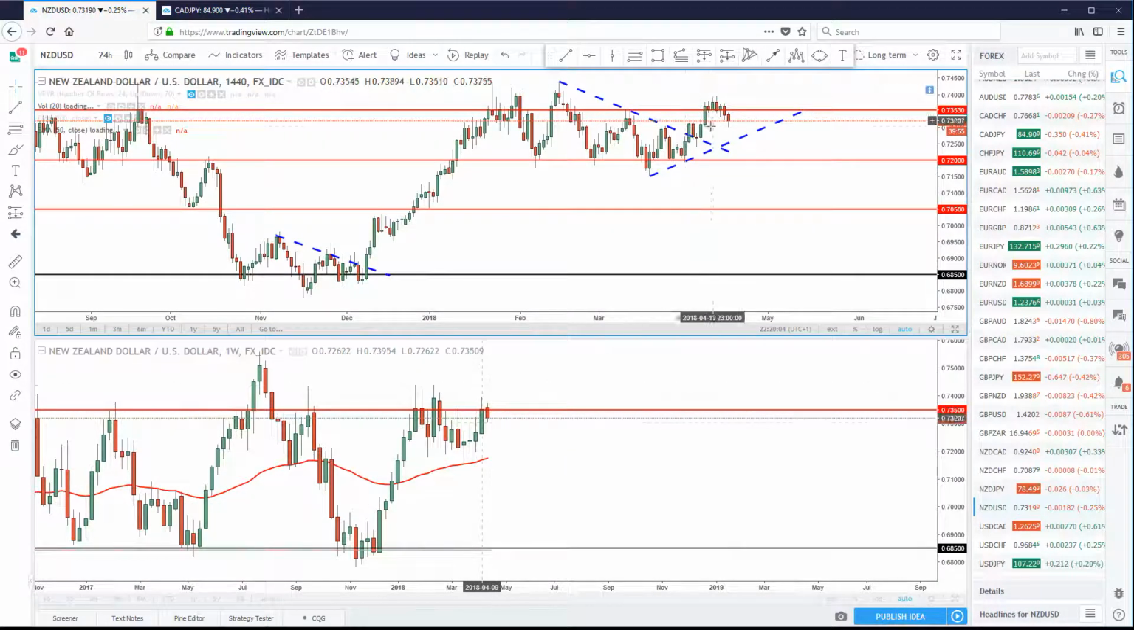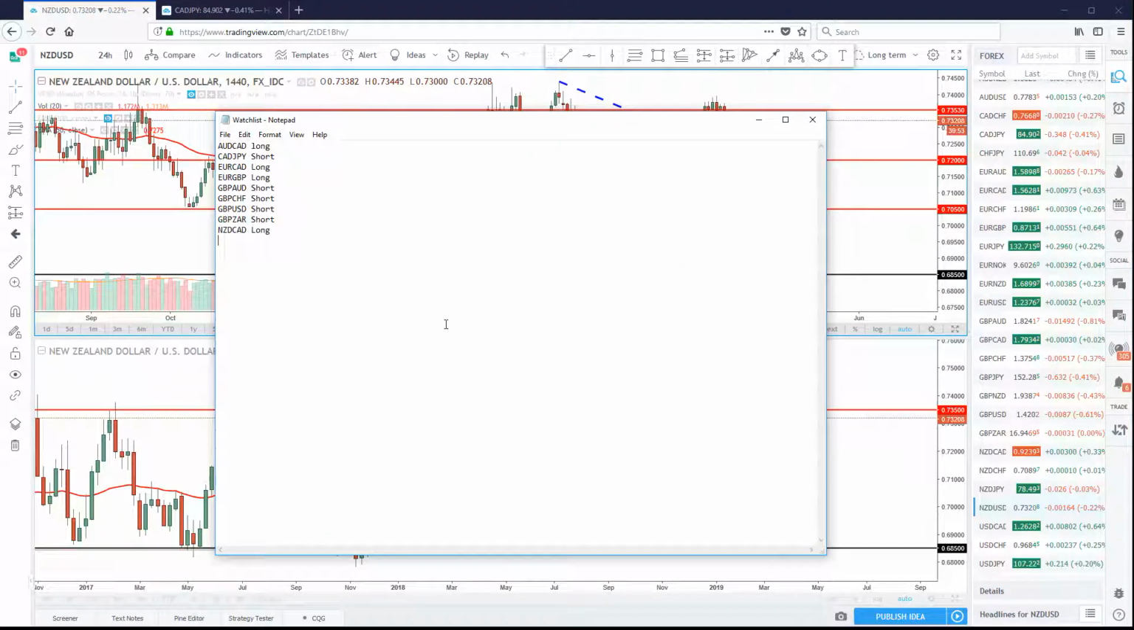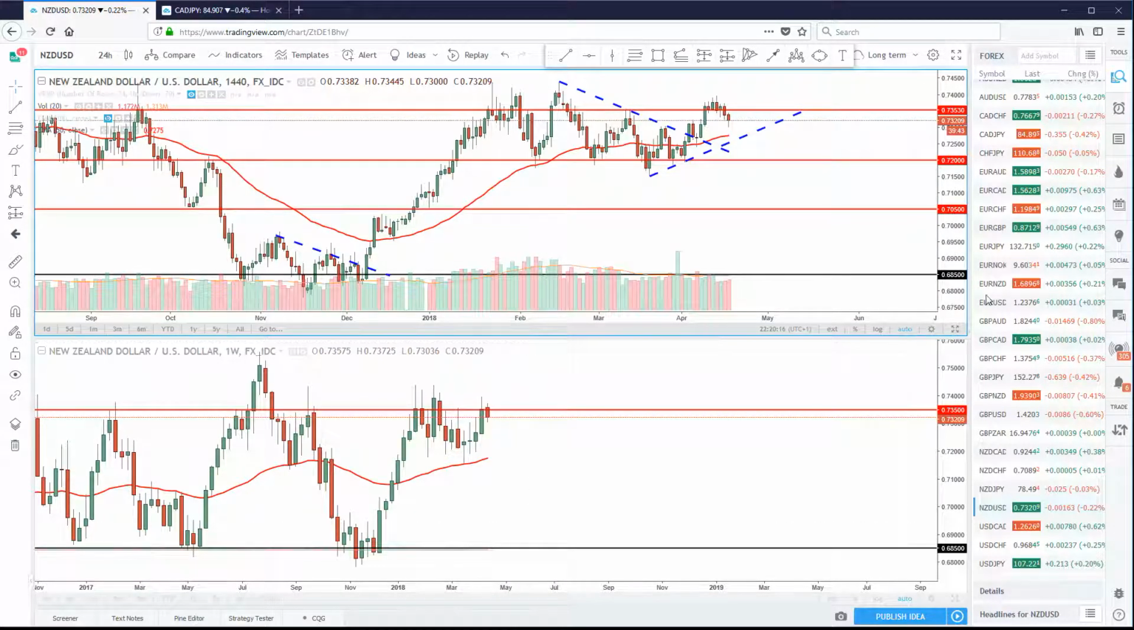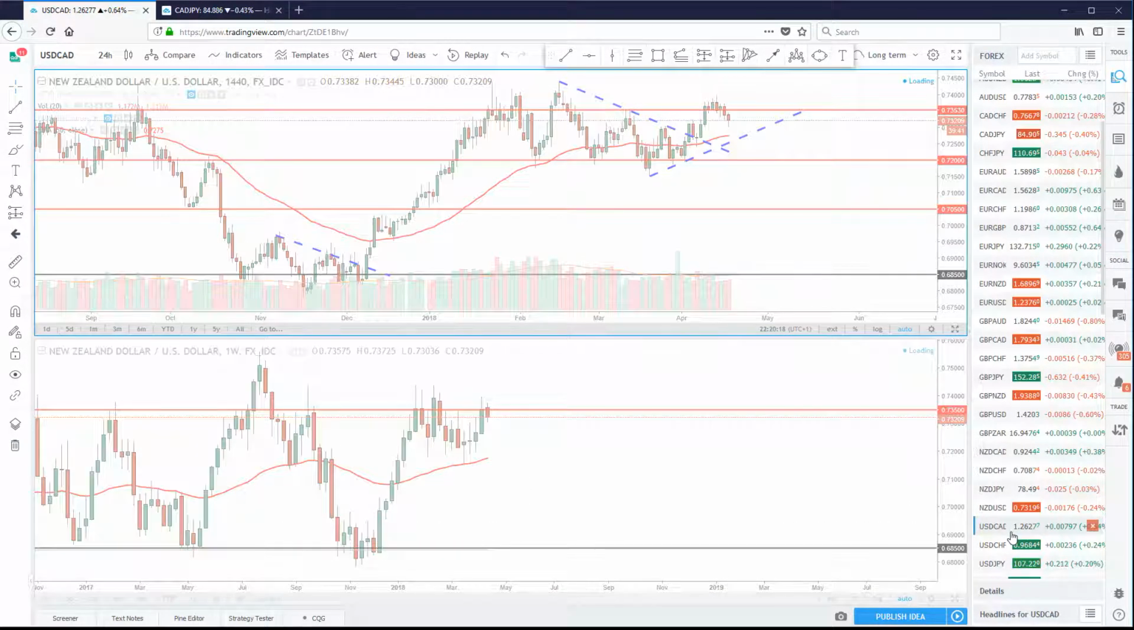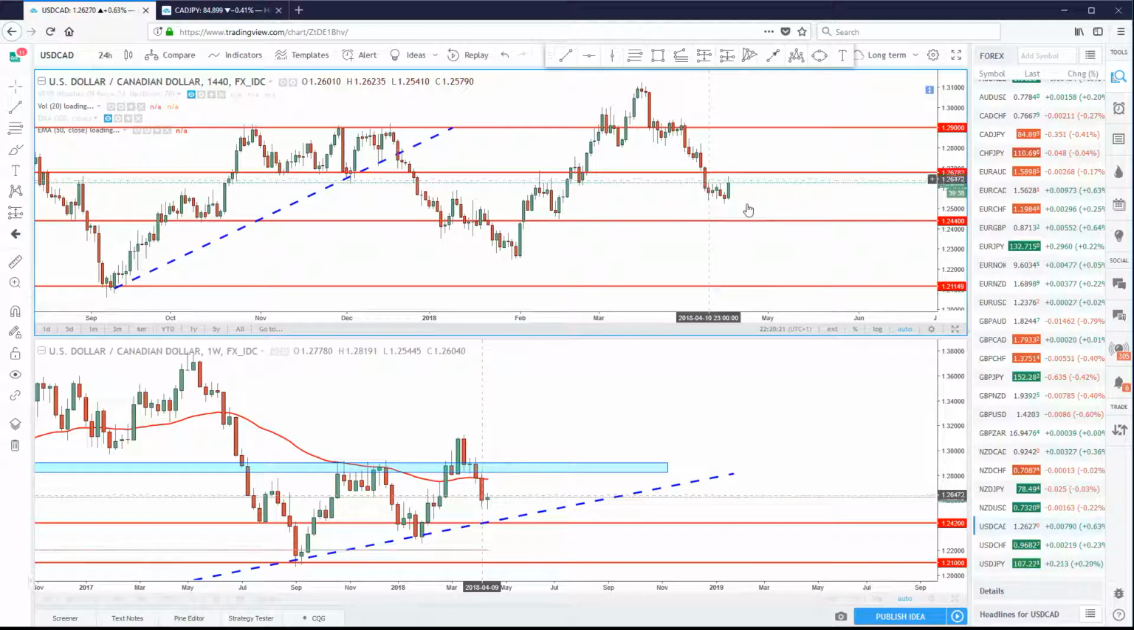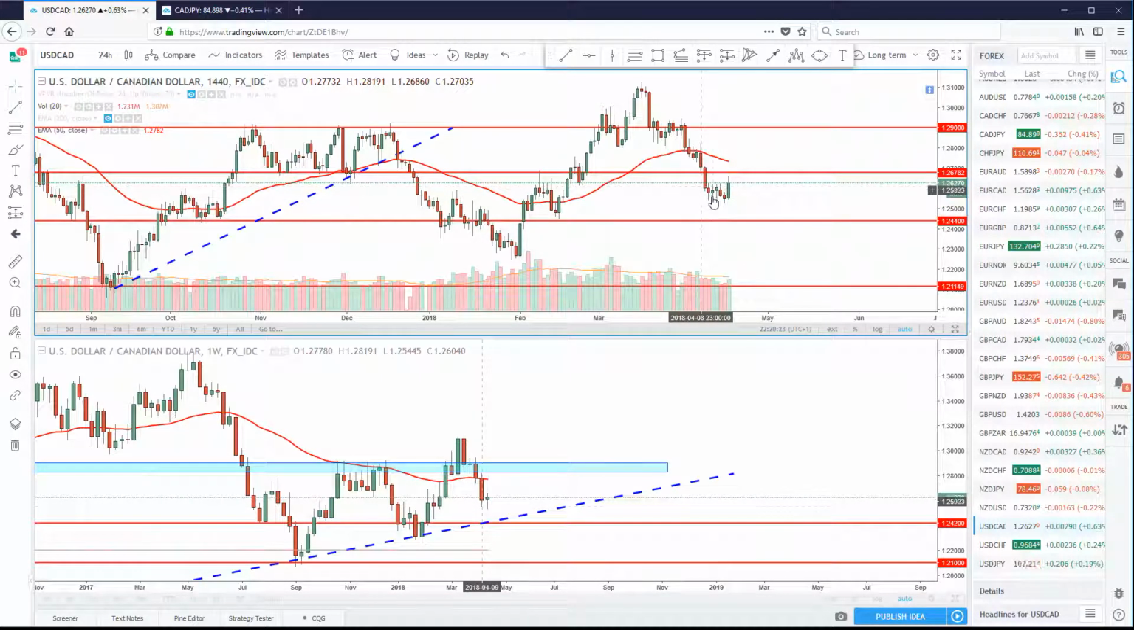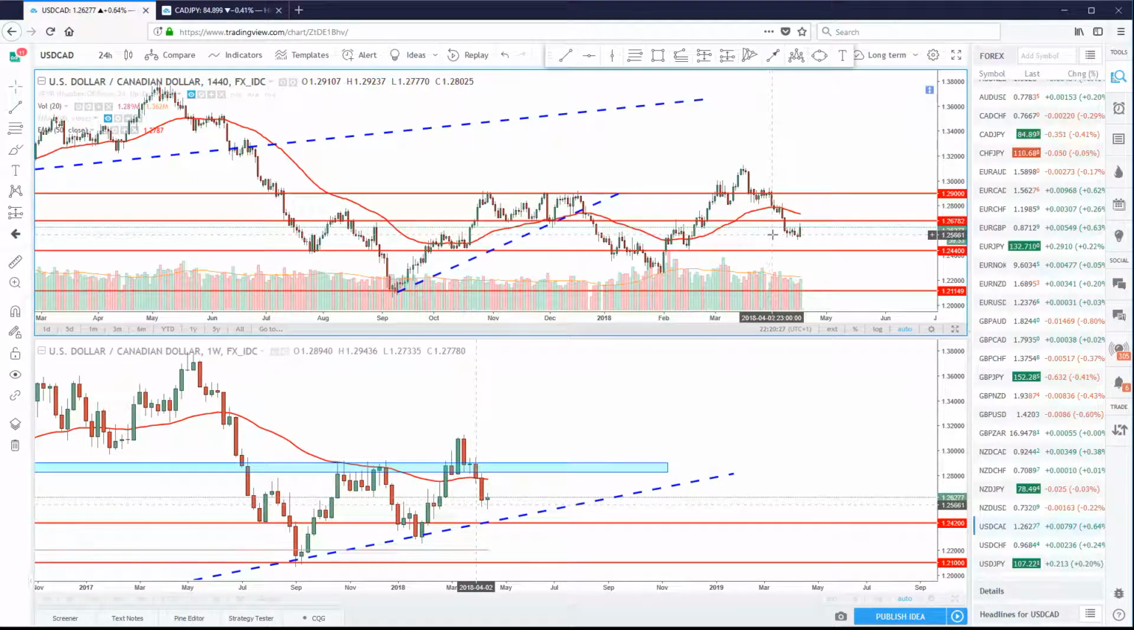Kiwi dollar, I'm looking for a short on that one as well. So you have to ask yourself, you know, is this dollar strength or is it Kiwi weakness? Personally, I think it's Kiwi weakness. Now I already know dollar CAD would be a bullish day today. That's not so bad actually, in all fairness. I just want to see what actually happens. We're at a key level here.